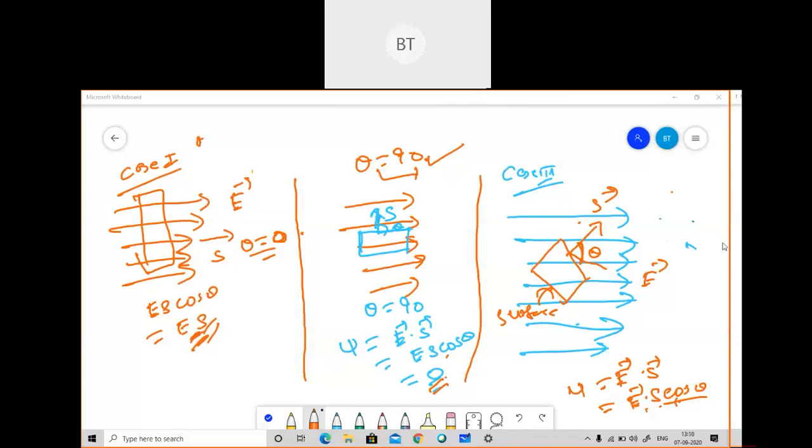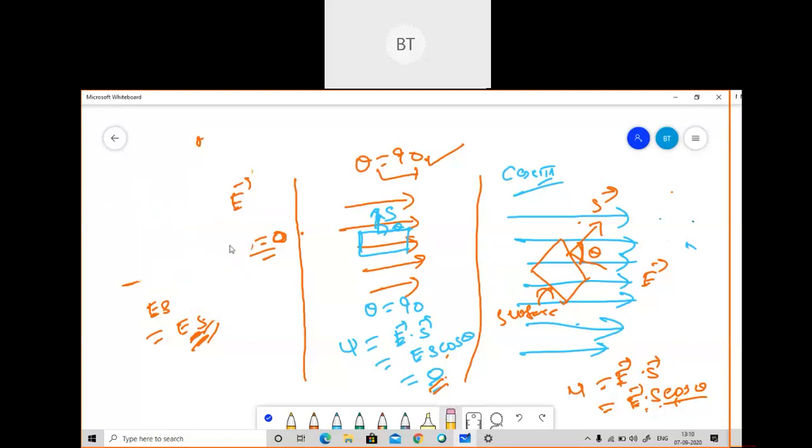Now we will see Gauss law, and based on Gauss law, we will solve some problems. Then clarity will be more. So now the next heading is Gauss law. I hope everybody has written that. So now I think you are clear with this.